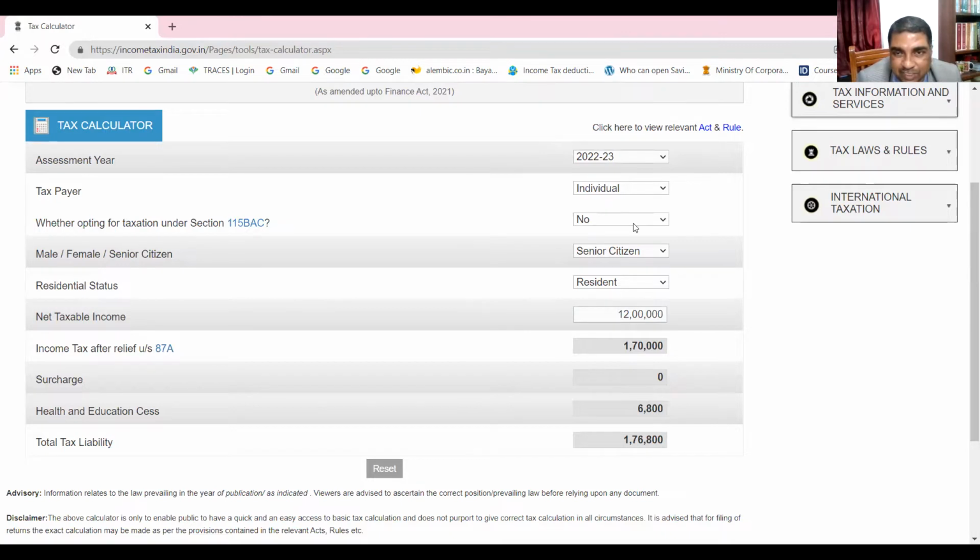So instead of senior citizen, if I am making it very senior citizen, you see the amount will be further reduced. Writing super senior citizen, you see, now it comes to 1,66,000. Okay. Got it? Yes, sir. Tax slabs, you have understood how tax slabs are applied.